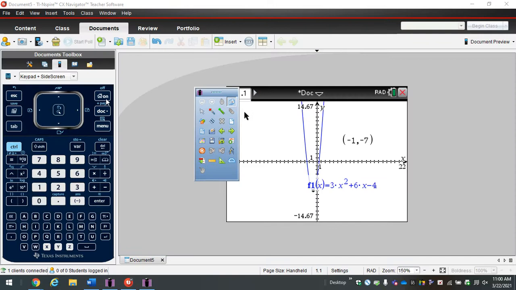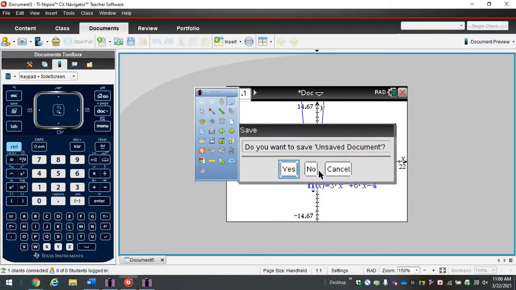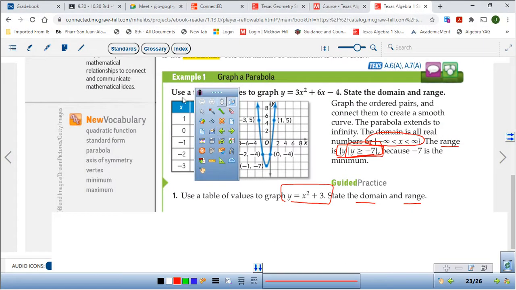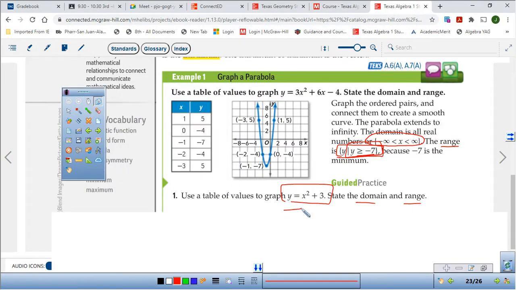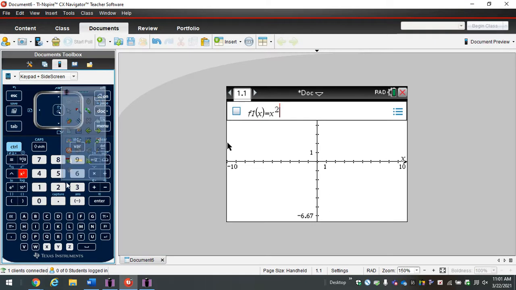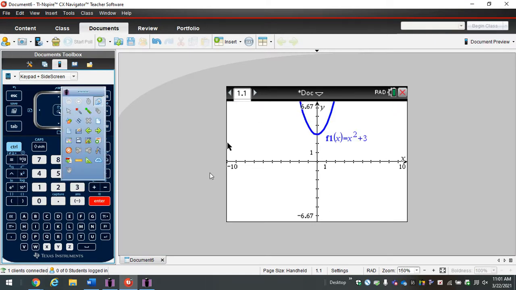That one's there. Don't mess with that one anymore. Now, let me go back over here. Since that one is in the form of y equals, I can graph this. So I turn on the calculator and go with x squared plus 3. And there it is. Okay? Several things you can do.